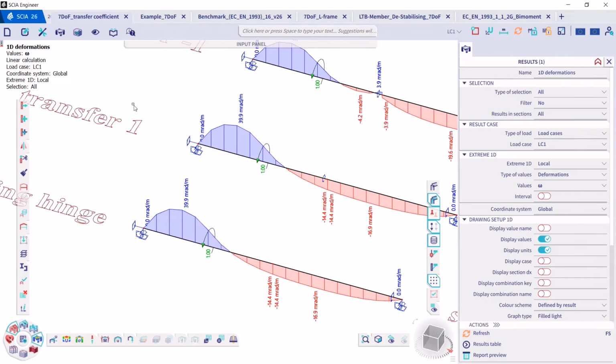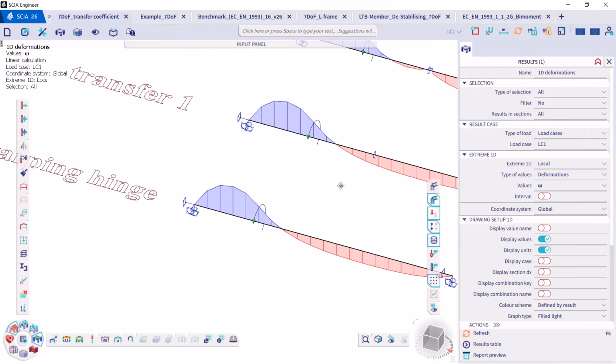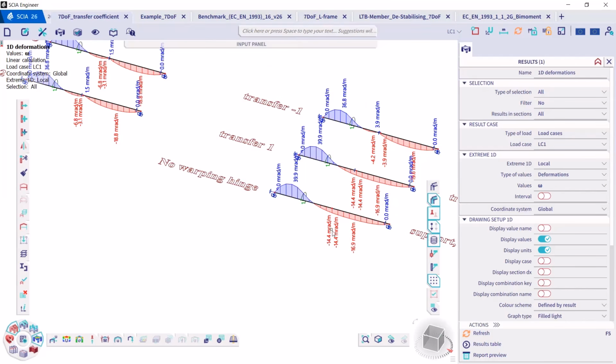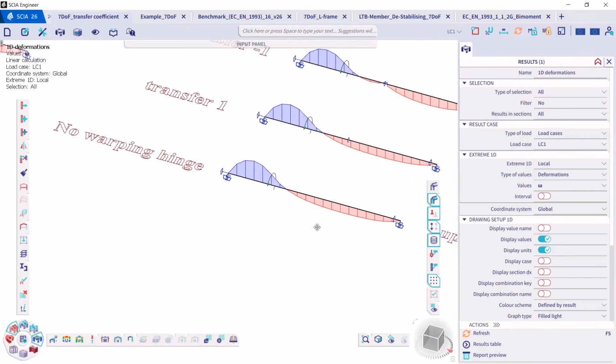And if the transfer coefficient is equal to 1, there's a continuity in the displacement in that case. So it simulates a condition where no hinge is available, no hinge is placed in reality. So we would have gotten the same results as you can see in here where no warping hinge is present.